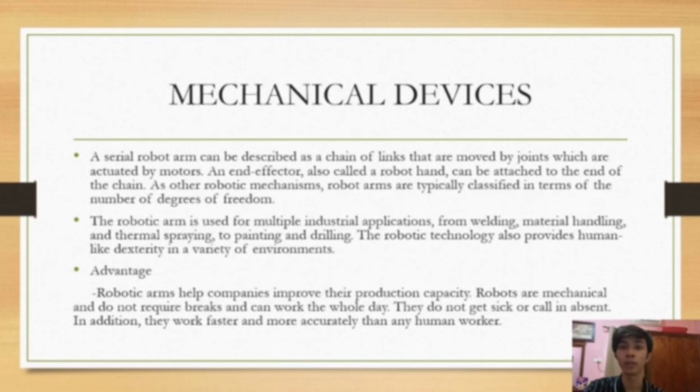The function of a robot arm is that the robotic arm is used for multiple industrial applications, from welding, material handling, and thermal spraying, to painting and drilling. The robotic technology also provides human-like dexterity in a variety of environments. The advantage of a robot arm is robotic arms help companies improve their production capacity. Robots are mechanical and do not require breaks and can work the whole day. They do not get sick or call in absent. In addition, they work faster and more accurately than any human worker.